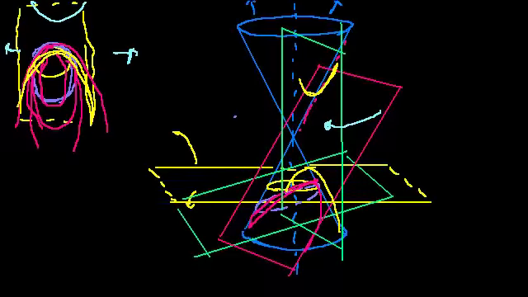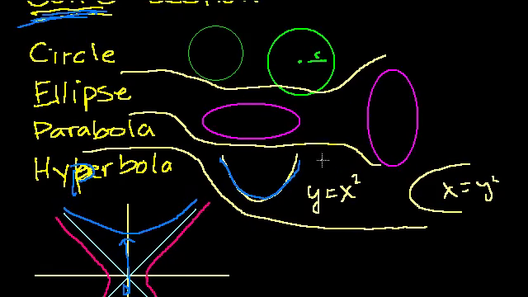But in the next video, now that you know what they are and why they're all called conic sections, I'll actually talk about the formulas of these and how you recognize the formulas, and given a formula, how you actually plot the graphs of these conic sections.